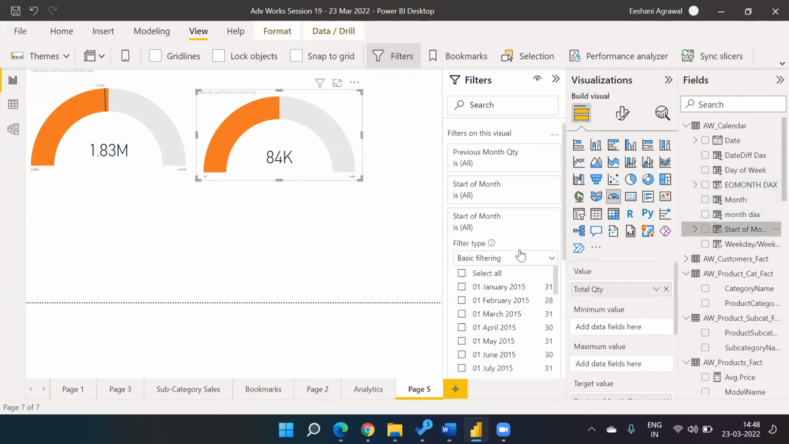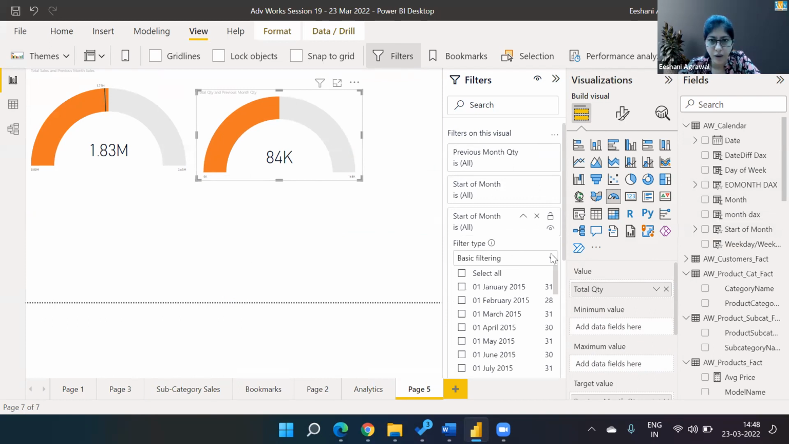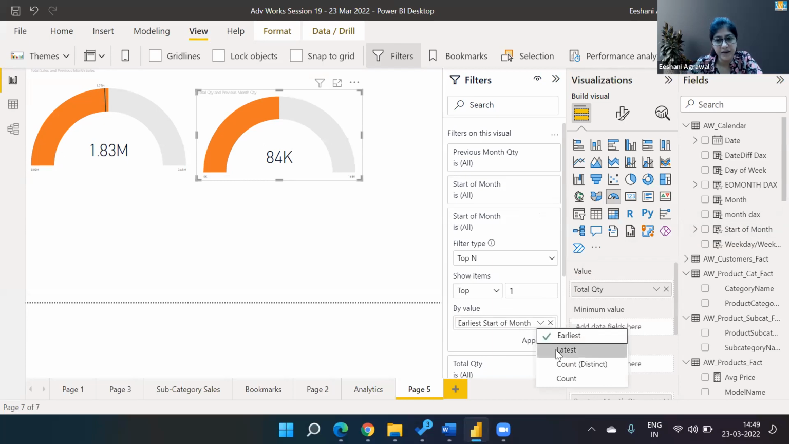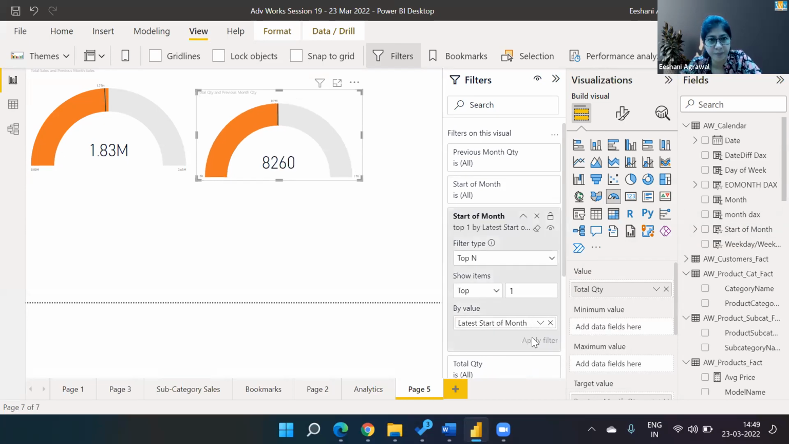and we're putting it in the filter. Instead of doing the basic one, we want to have it on top N. And what do we want top N? Top one. Based on which field? Based on again start of month only. And instead of having the earliest, since it's a date, we are going to pick the latest one. Latest month means last month, and apply the filter.